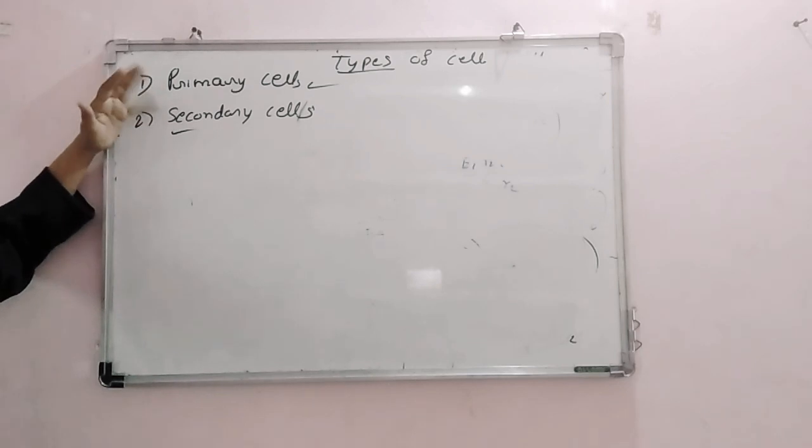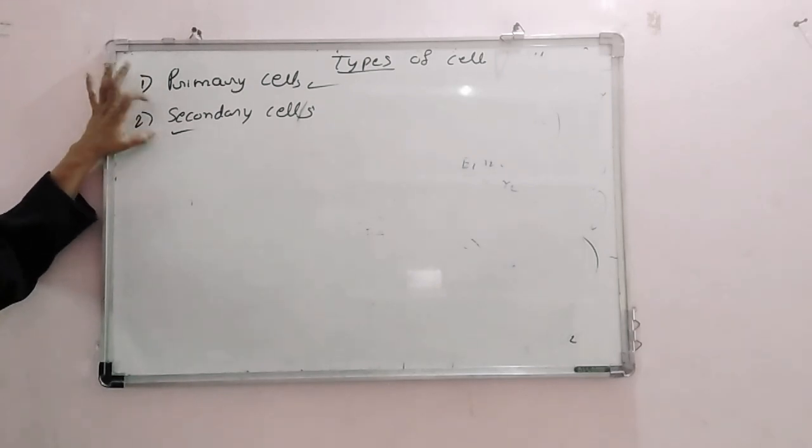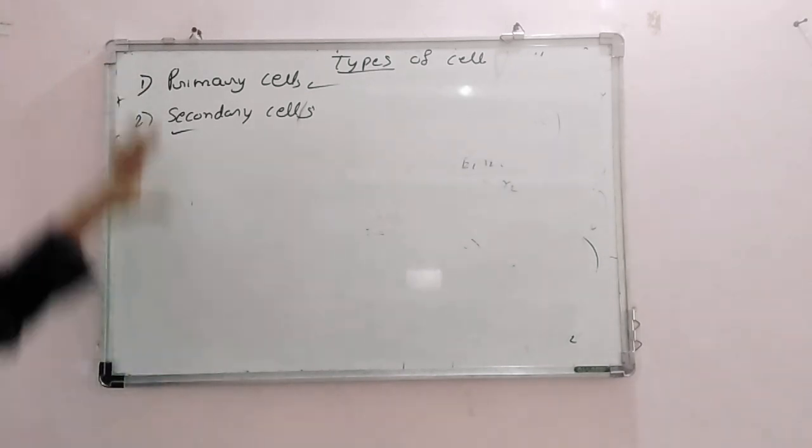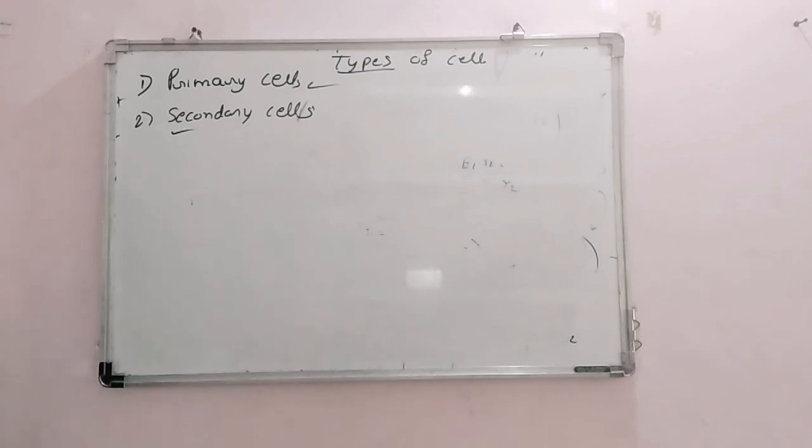And another one is fuel cells. In a fuel cell, hydrogen is used as a fuel. These are the types of the cells.